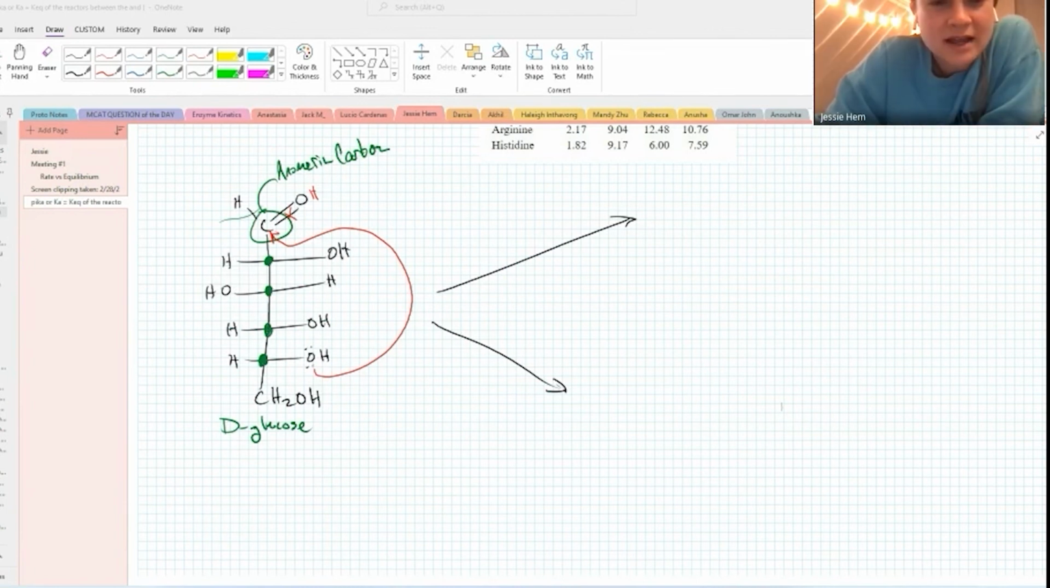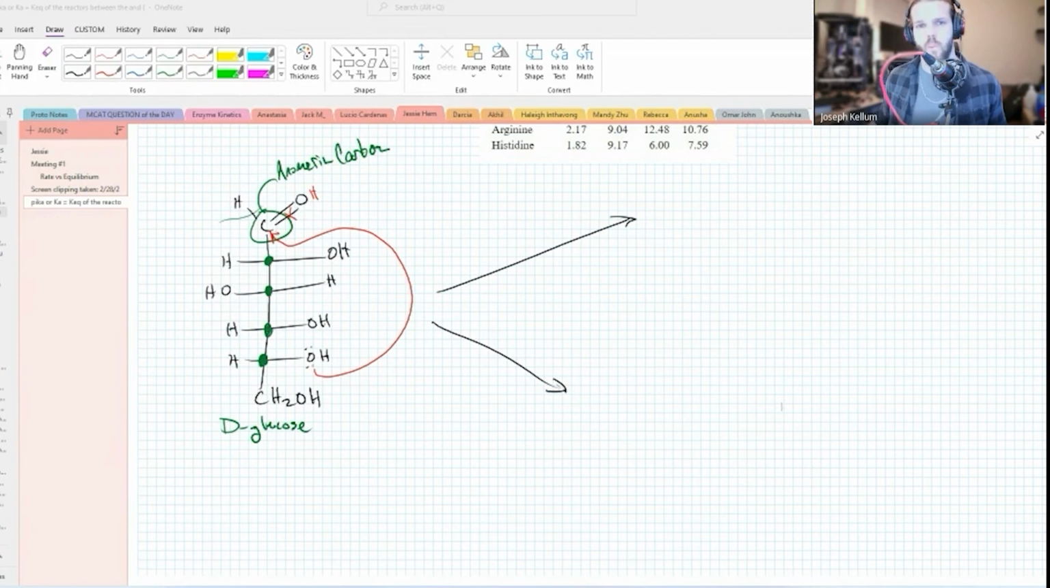It's in the ring. Yeah, you'd have to have wedges and dashes to do it, I think.